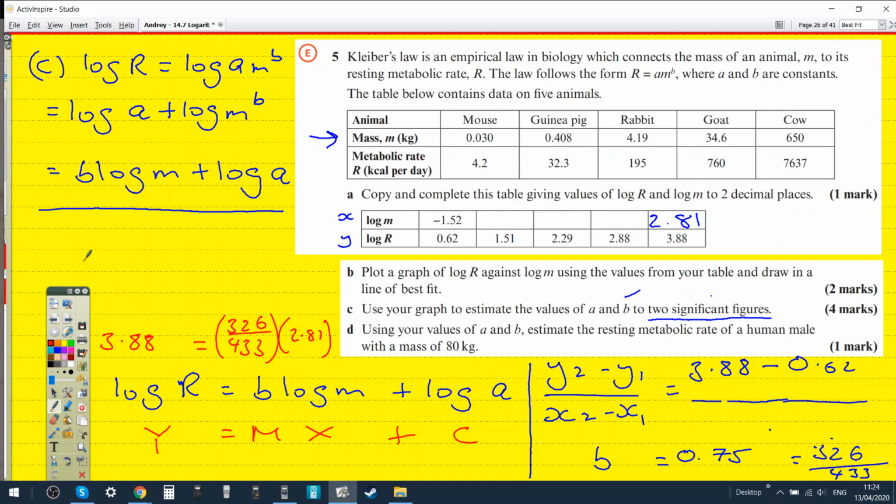So 1.7725. And what does that answer represent? That represents log a. So log a is equal to 1.7725. Does that mean that 10 to the power of 1.7725 is equal to a? Yes. And so what is that to 2 sig fig?